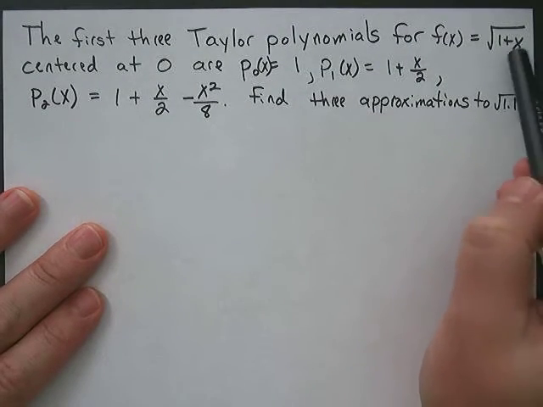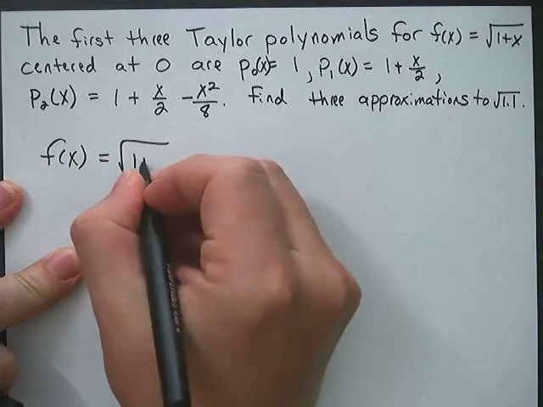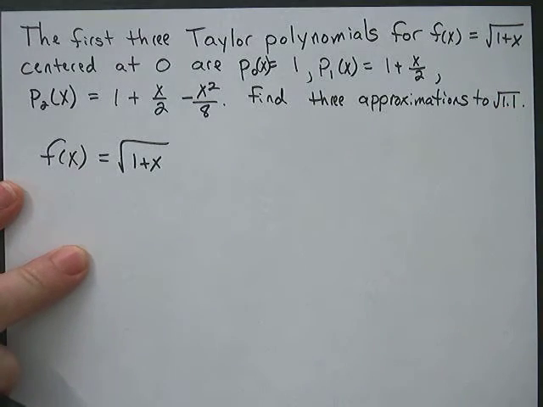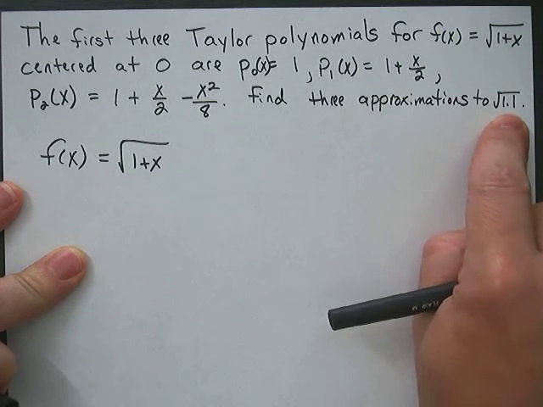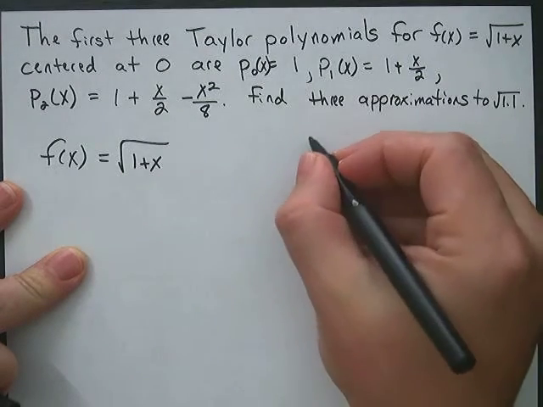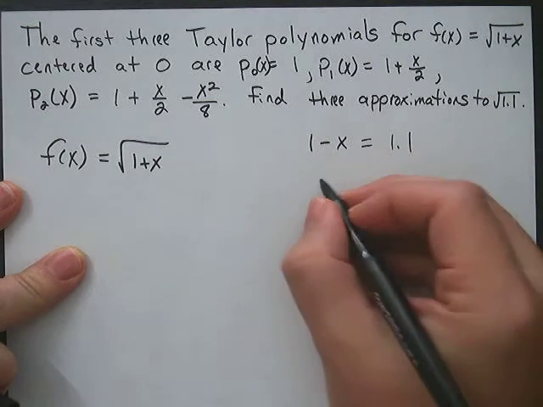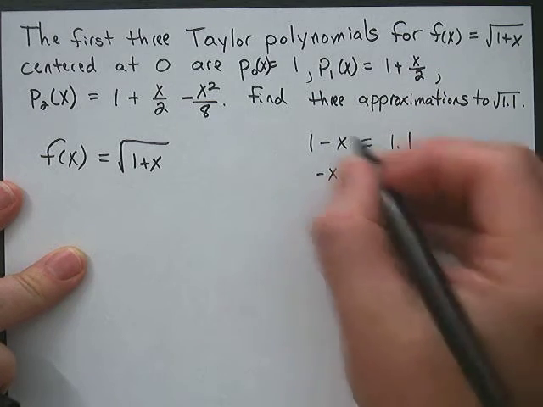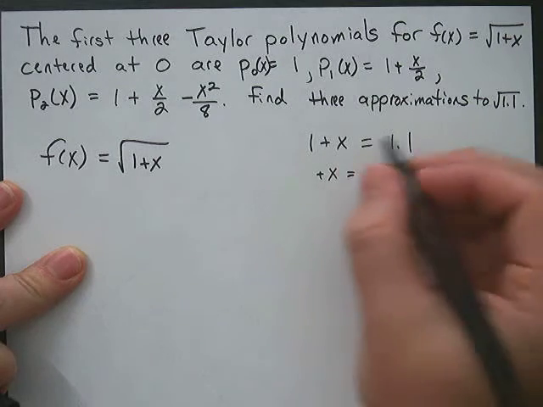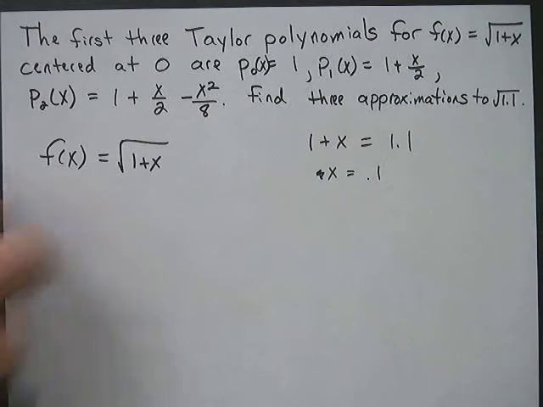Okay, so we need to look at our function f of x. Let me write that down again. F of x is equal to the square root of 1 plus x. Okay, we're approximating the square root of 1.1. So if the inside of this square root is 1 plus x and the inside of this square root is 1.1, then what is x? Well, we can just set the inside of the square roots equal to each other and solve. So x is equal to, subtract that over, you get 0.1. So x is equal to 0.1.